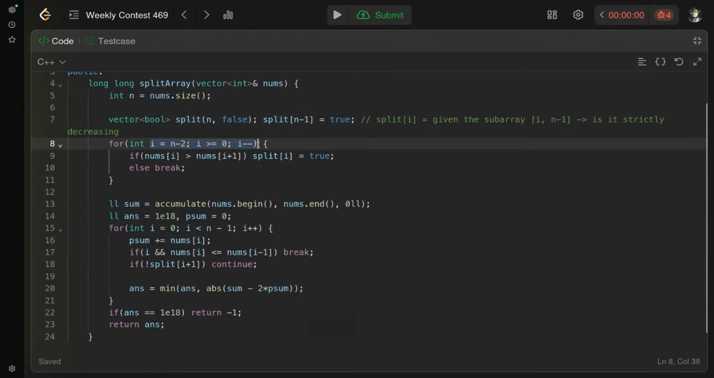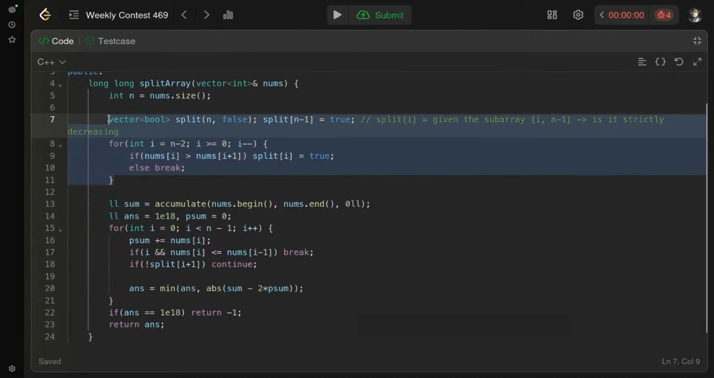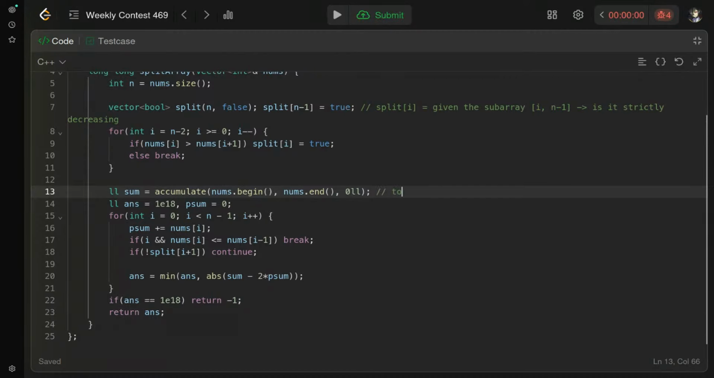Then from each I, go from I equals n minus 2 to 0. If it is greater than the previous element, it's true. Otherwise, I can break and all the remaining values will be false, right? So this is how I'm computing whether the right half is a valid strictly decreasing array. Okay. Now the total sum will be the sum of all the elements. So this is just the total sum.